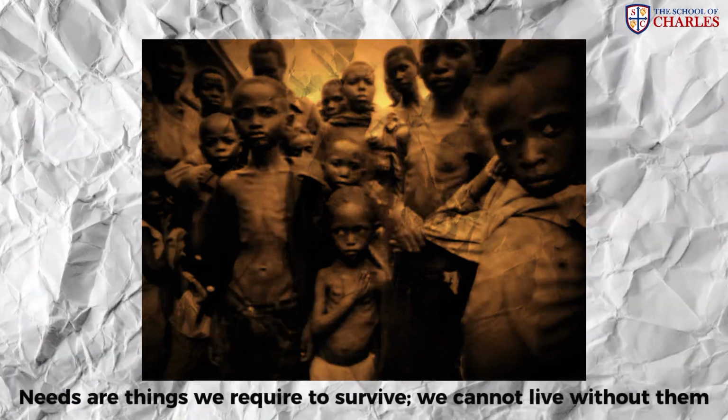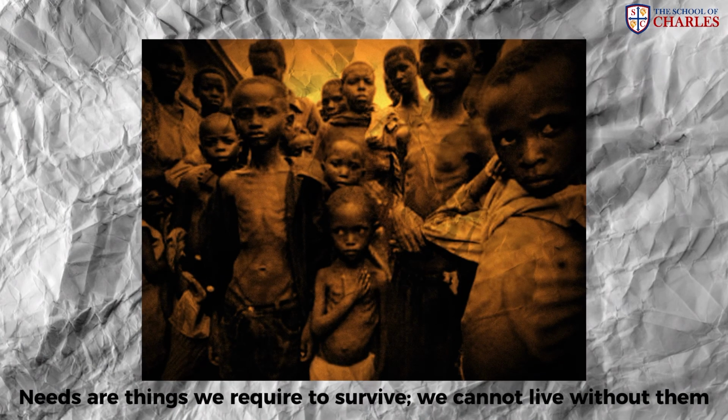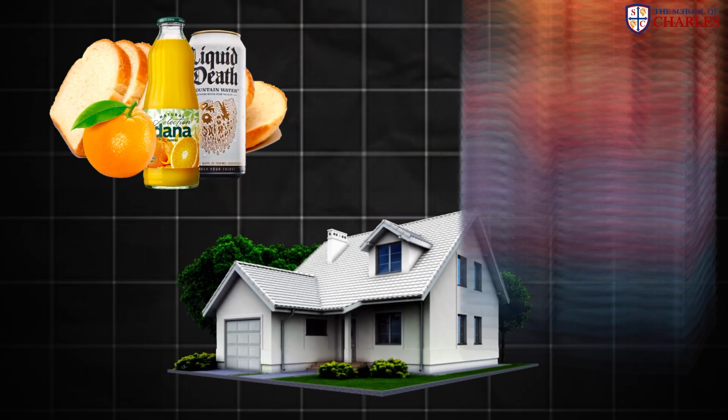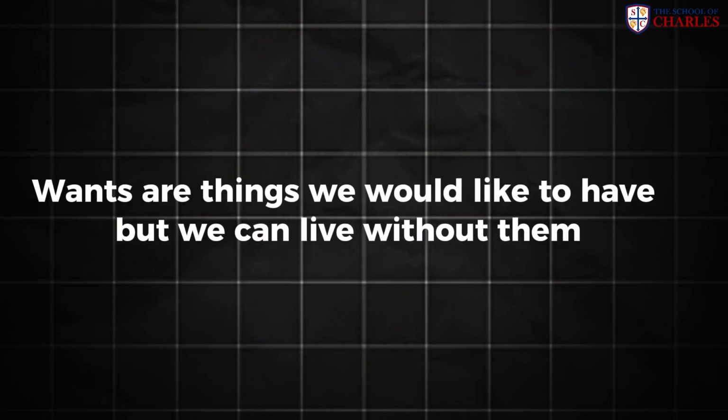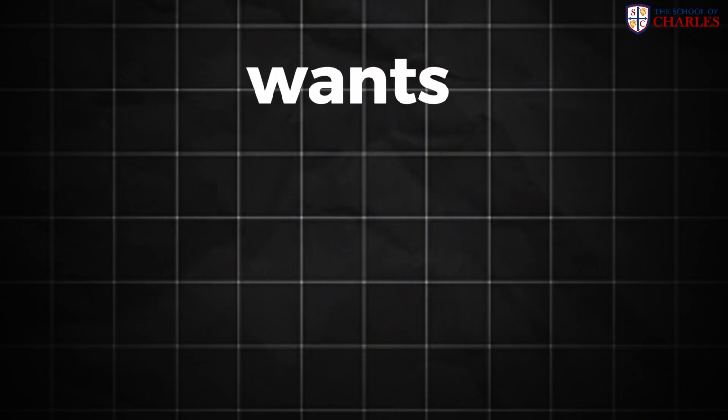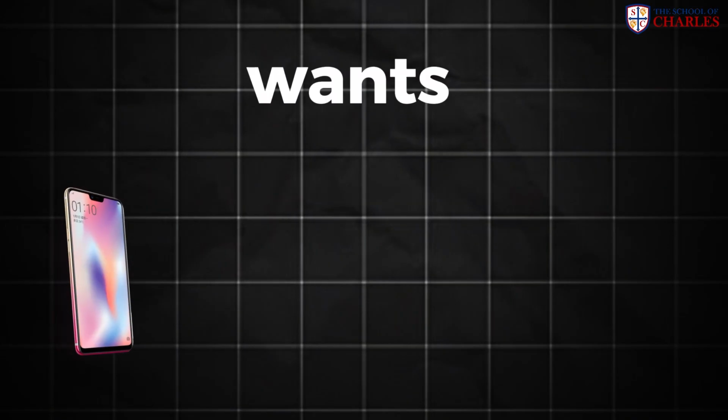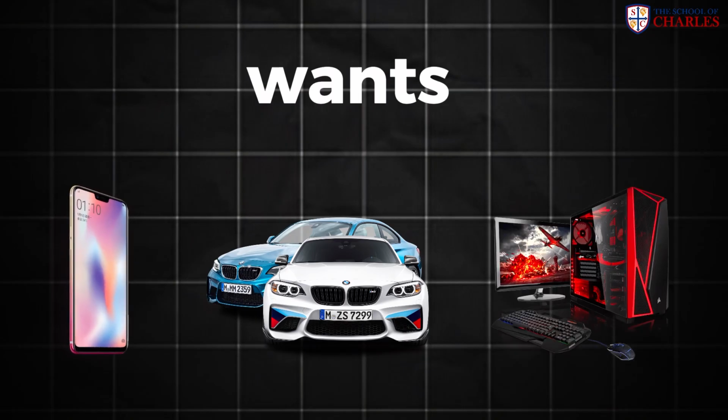Needs are things we require to survive. We cannot live without them. Examples of needs are food, shelter, and clothes. On the other hand, wants are things we would like to have, but we can live without them. Examples of wants are smartphones, luxury cars, and video games.